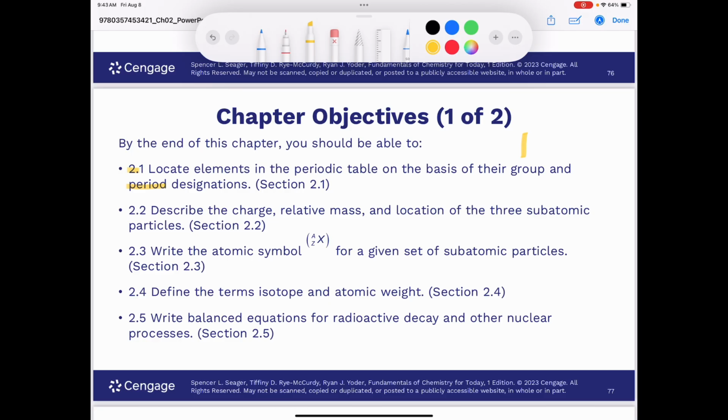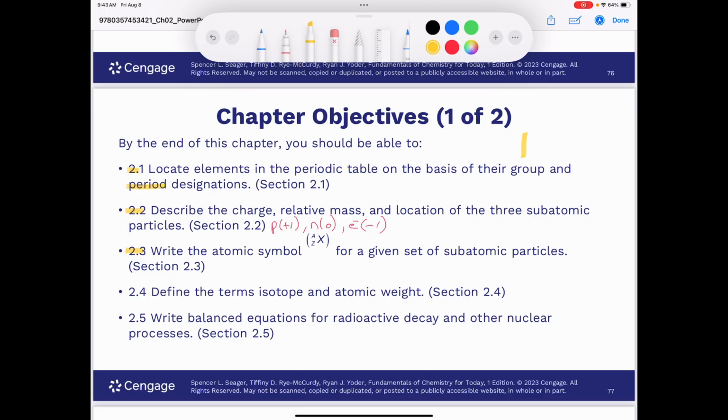Then you should be able to describe the charge, mass, and location of the 3 subatomic particles. So you should know what a proton is and that it has a charge of +1. You should know what a neutron is and that it has no charge, and that an electron has a charge of -1. You should also know that protons and neutrons are about 2,000 times heavier than an electron.